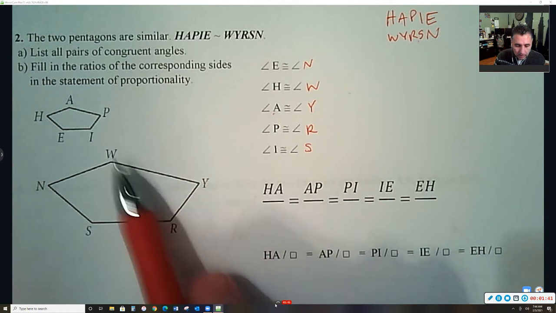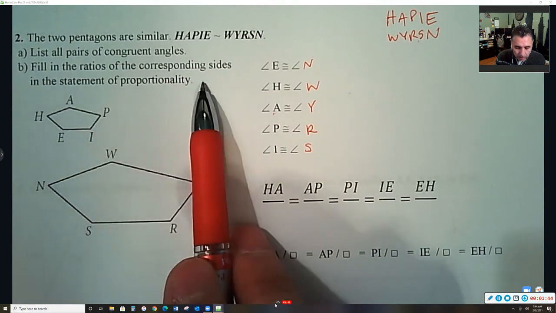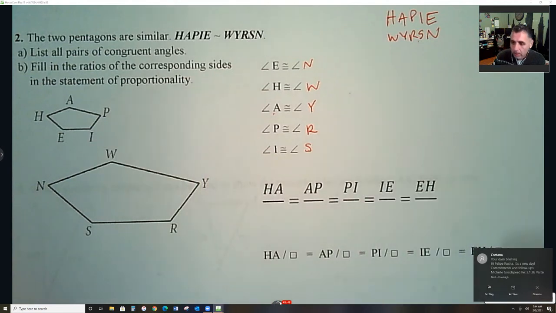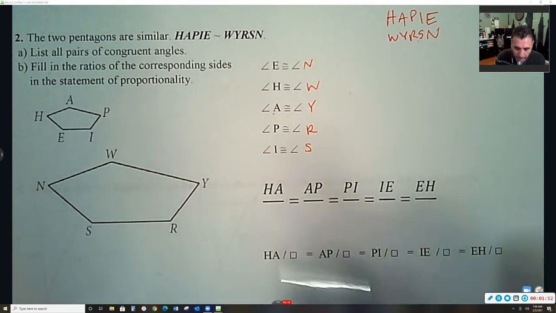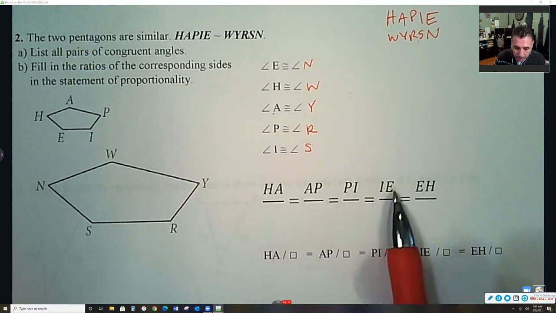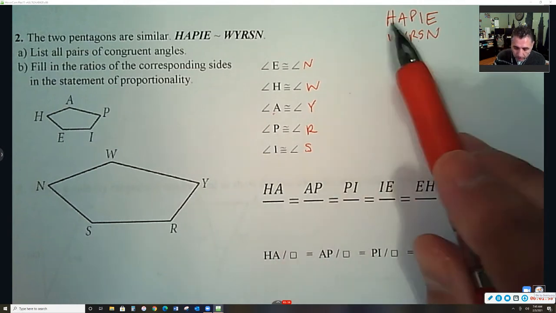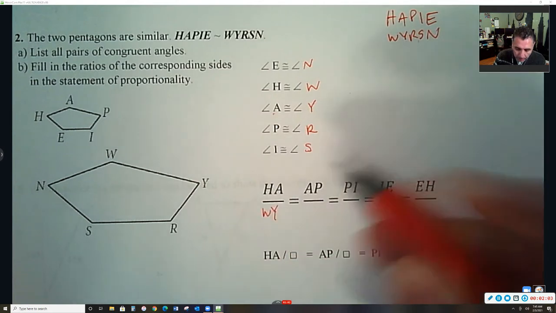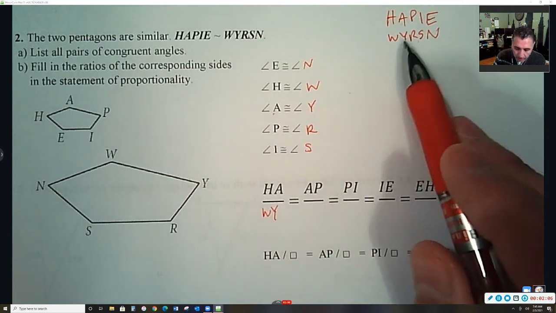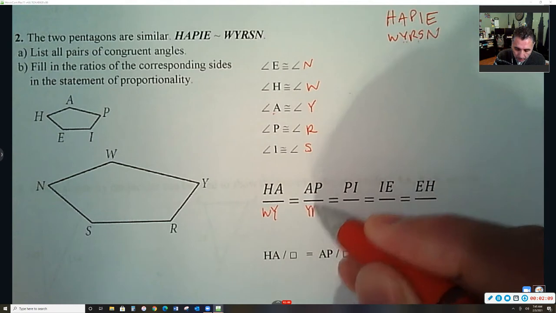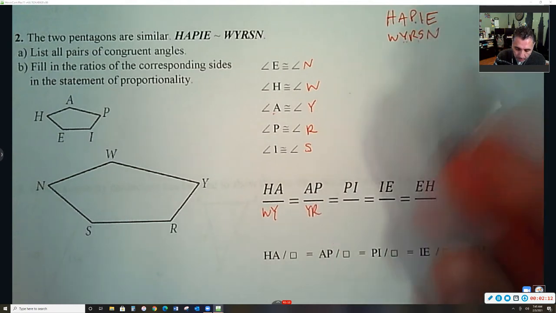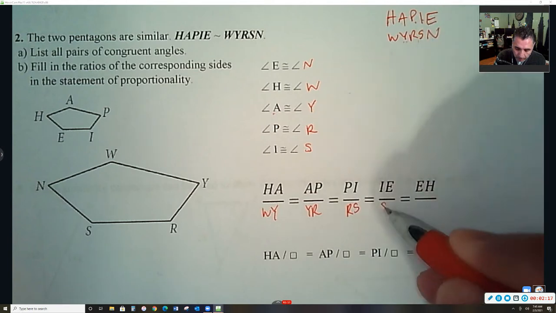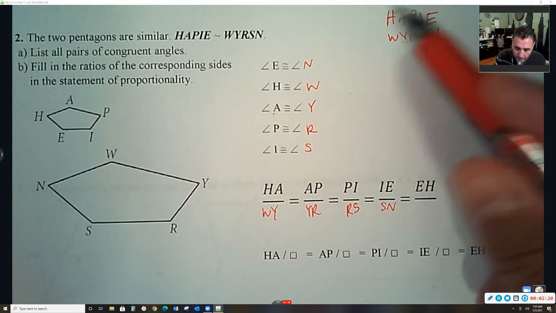And then it says fill in the ratios of the corresponding sides. Right? So then the other thing we have to do is look at the side lengths and write them as a proportion. So here you have HA. HA is these two letters, and that matches up with WY. And then AP is the second and third letter, so that matches up with YR. And then PI is next, that goes with RS. IE matches up with SN. And then EH matches up with NW.